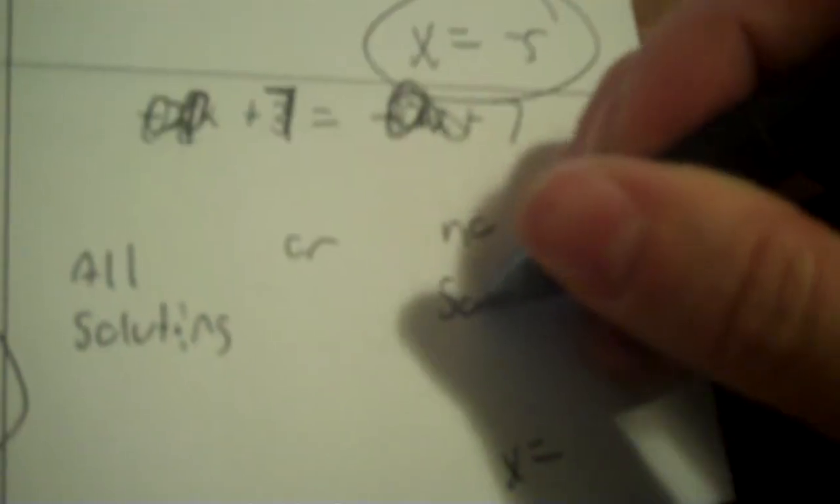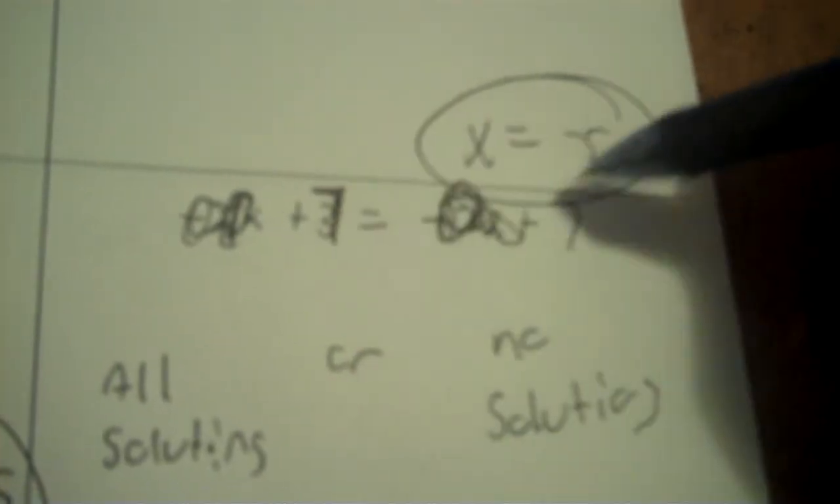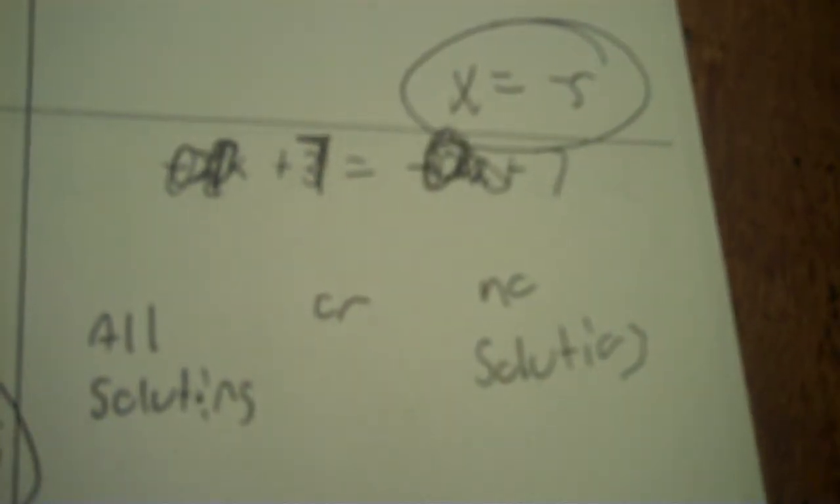And then again, it's all solutions or no solutions, but you've got to put which one it is. You can't just write that. Well, 7 equals 7, doesn't it? Yes. So that's all solutions. That means any number I put in for x is going to make this side and this side equal.